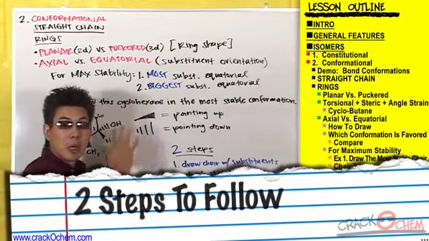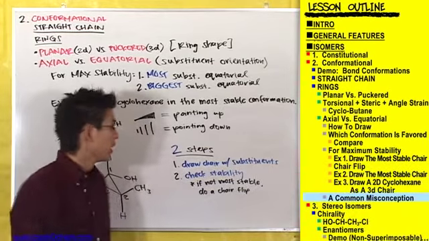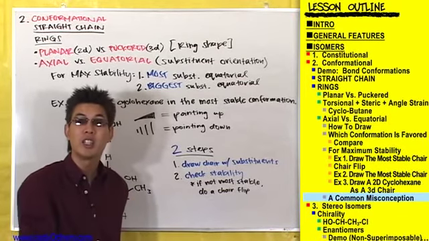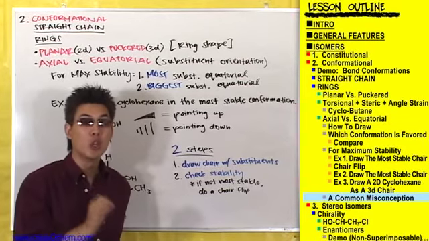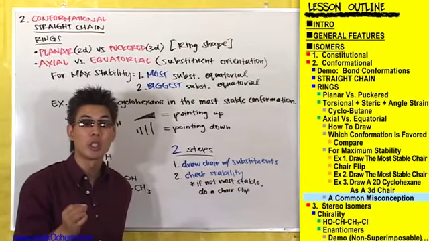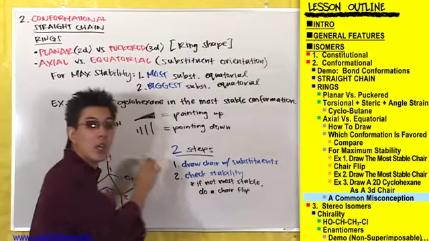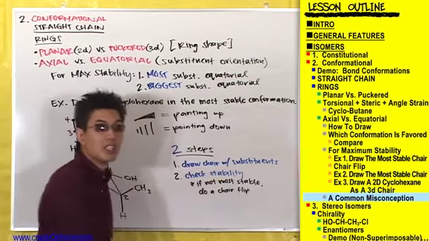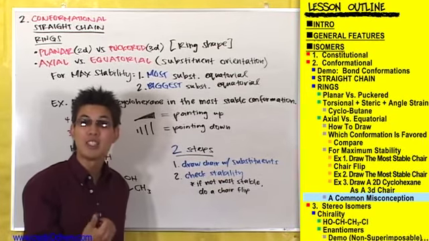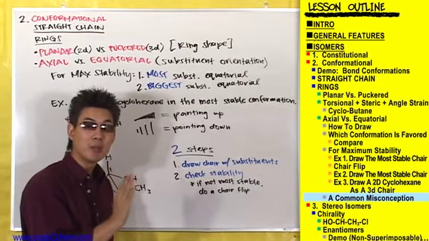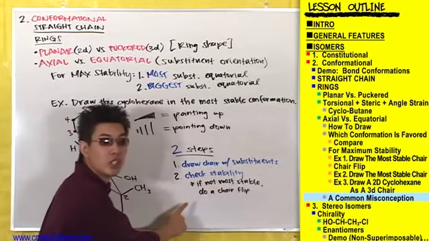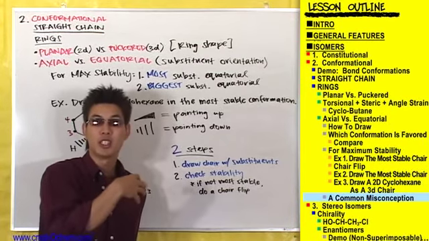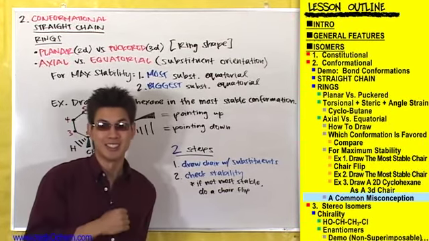Okay, so these types of problems involve two steps. In the first step, you're going to draw your chair with the substituents pointing either up or down. You don't care about axial or equatorial at this first point, okay? But in the second step, you are checking for stability, so this is where you do care about axial and equatorial. If it's not the most stable conformation, then you're going to do a chair flip to change all the axial substituents to equatorial and all the equatorial substituents to axial, okay?